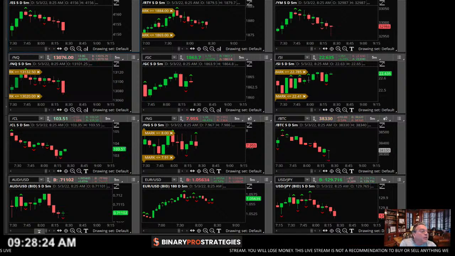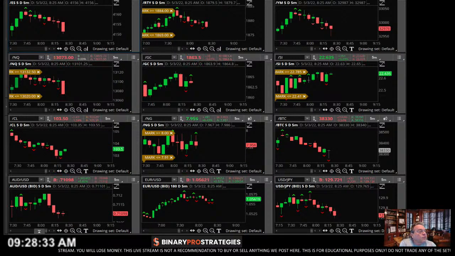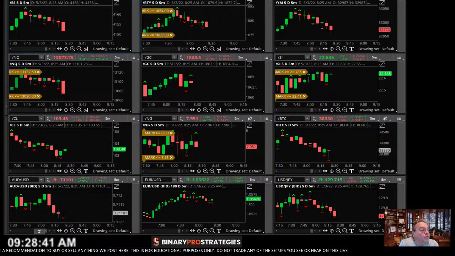Dow's about to open up here in less than 2 minutes. I am expecting a higher opening. Could give us an initial little pop on the RTY and the NQ. Those are coming in long. Still short natural gas. Silver still short.